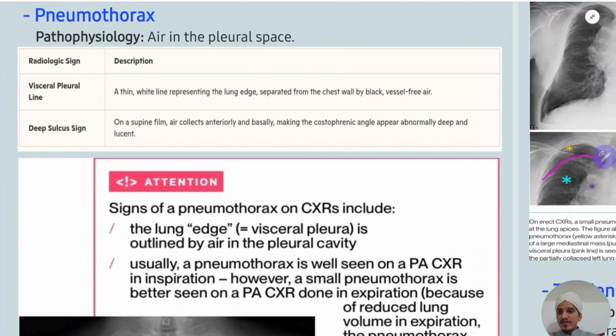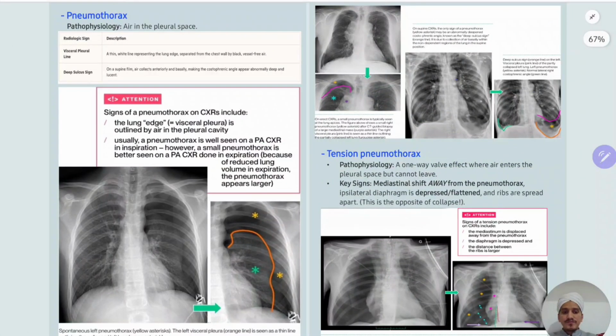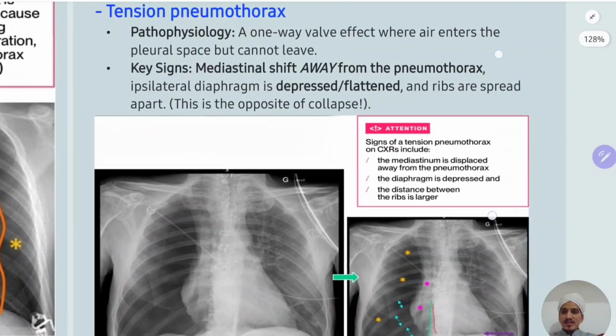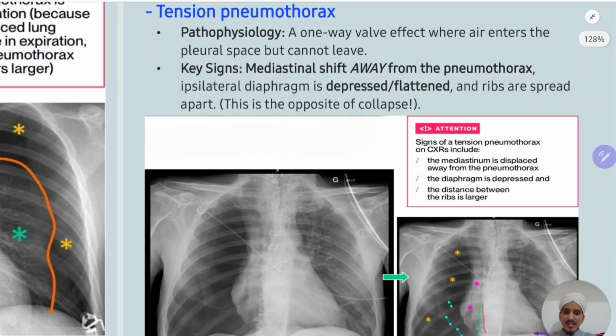So we have seen the visceral, this is nothing but the pleural line. So you will see the pleural line in pneumothorax and deep sulcus sign in supine position. Okay, and small pneumothoraces usually occur in the apex of the lung. Now we will see something called tension pneumothorax.